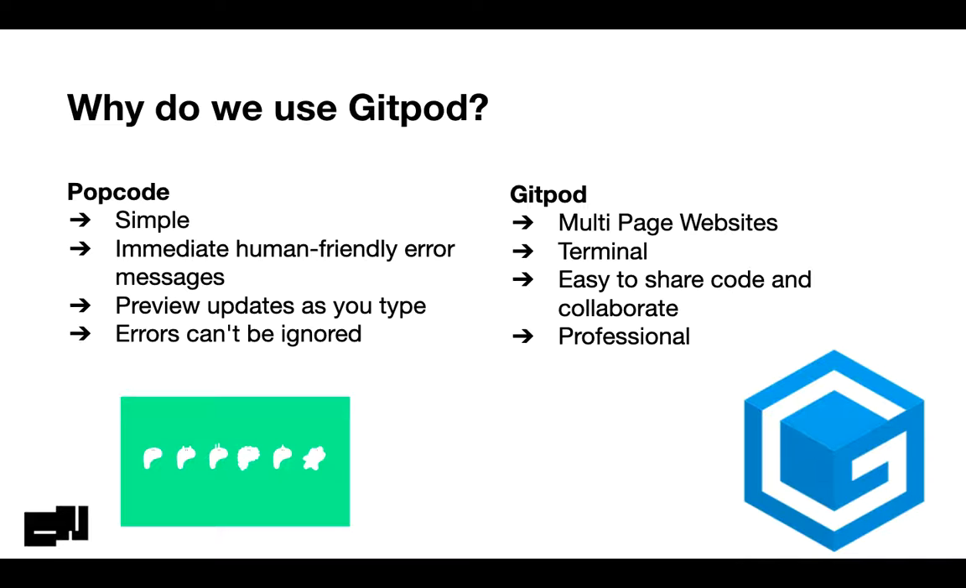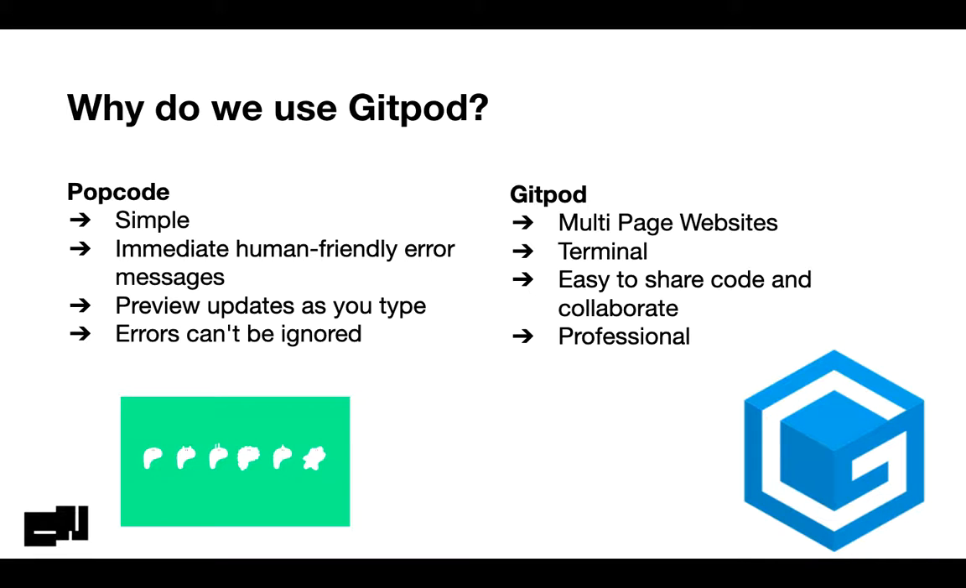So if you want to have a group project, in Popcode, you would have to actually pass the computer back and forth. In Gitpod, you can actually have multiple people on the same site, which is great. And it's way more professional. It is very similar to a lot of the coding platforms that our software engineers will use in their actual jobs.